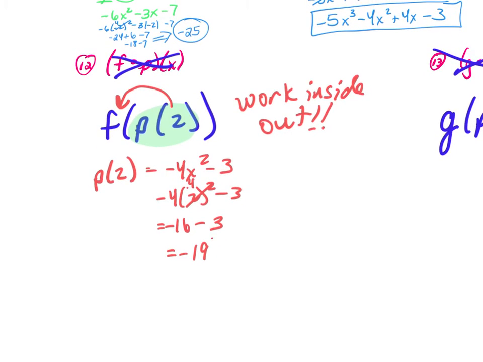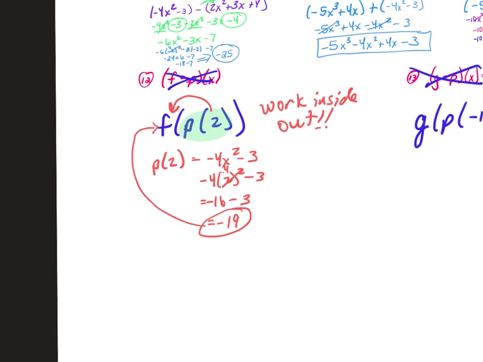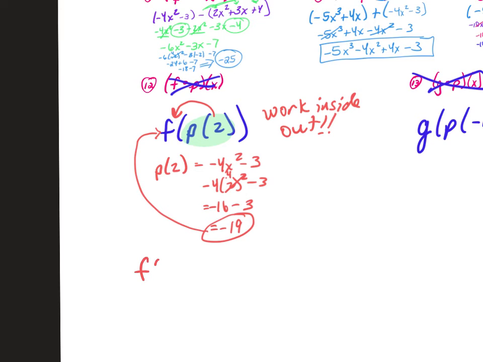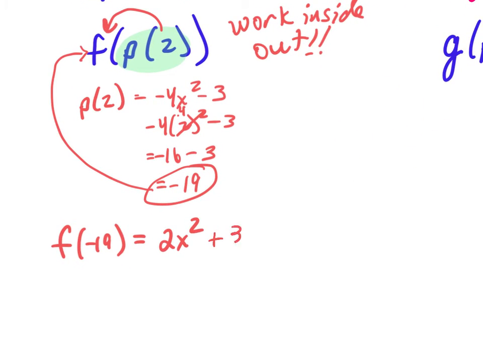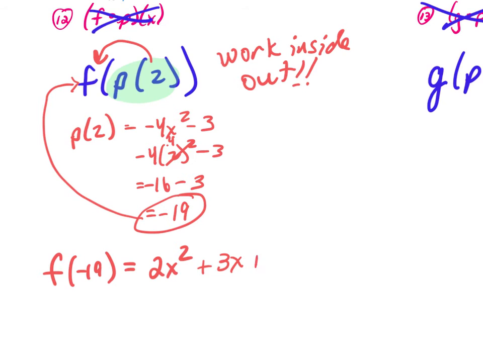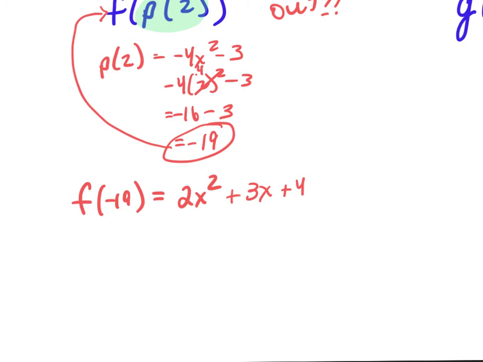Now what do I do with this number? I plug it into the F function. What's my F function? 2x squared plus 3x plus 4. Oh, this is going to be ugly. And they want me to plug in what number? Negative 19. I'm not going to give you something like this tomorrow. I just made this problem up.